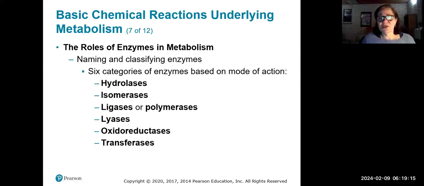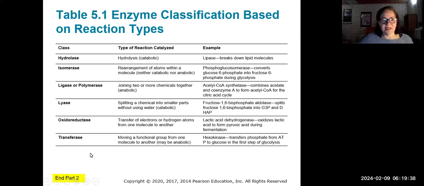I'm not going to go into a huge amount of detail with it. What I want you to notice is the ending of the names: ases, aces, reductase, transferase. That's the convention for naming enzymes. So if you see a molecule and it ends in ase, that's likely an enzyme. I'll give you examples of ones that you've already seen before. So these are the 6 different categories.